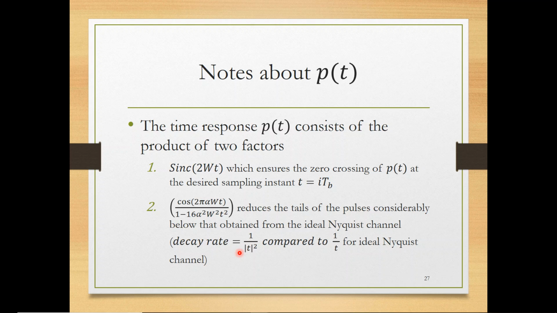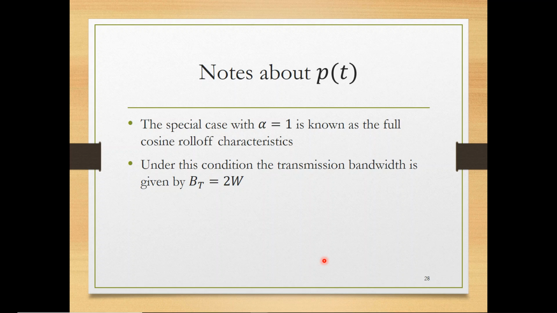The decay rate in this pulse is 1 over absolute value of t squared. In the sinc, it was 1 over absolute value of t. So as time increases here, the amplitude decreases faster. The special case with alpha equal to 1 is known as the full cosine roll-off characteristic. Under this condition, the system bandwidth BT is equal to W multiplied by 1 plus alpha. Since alpha is 1, 1 plus 1 is 2, it becomes 2W.